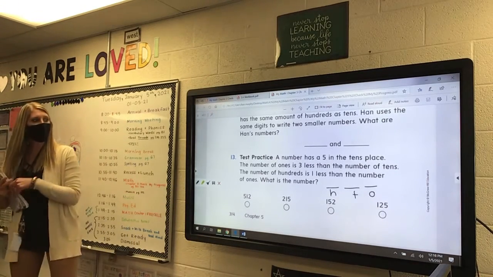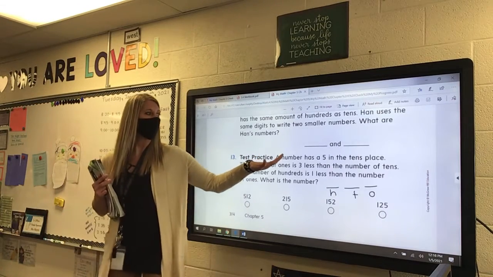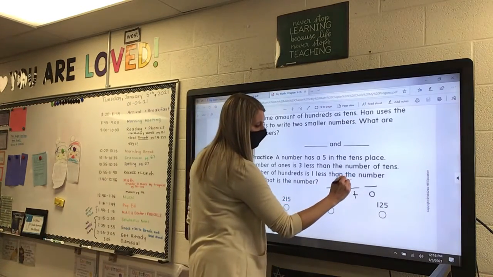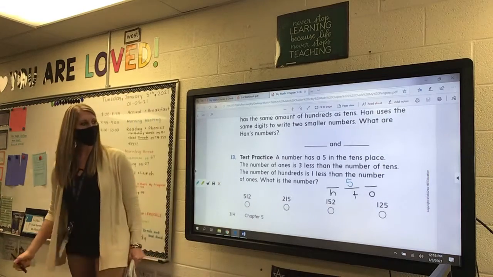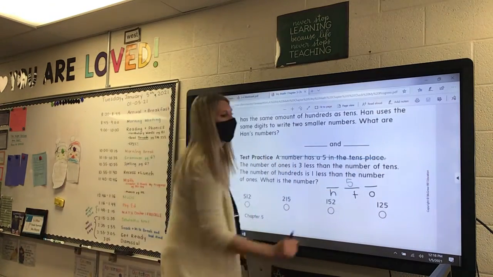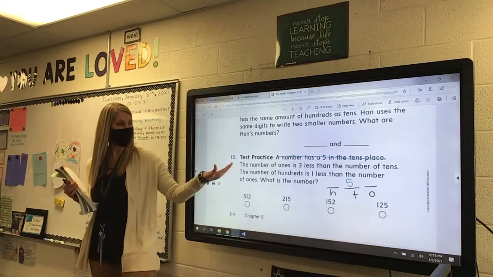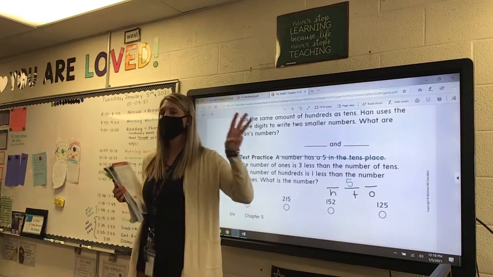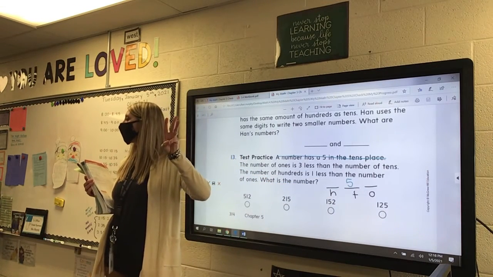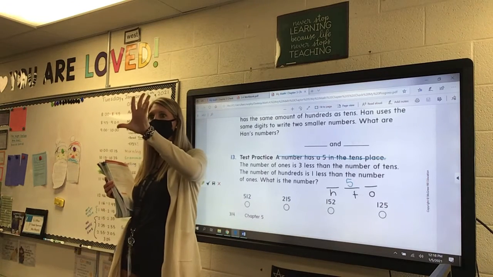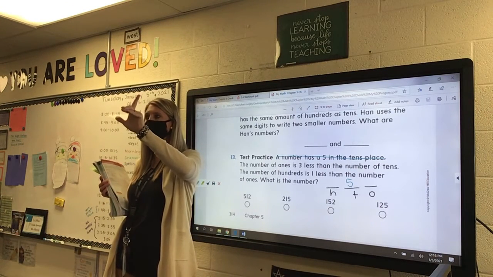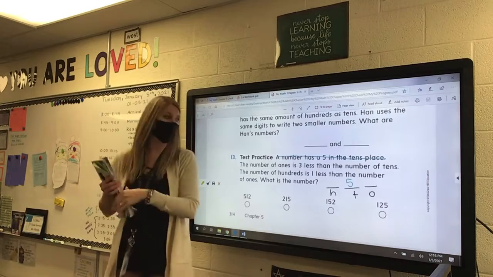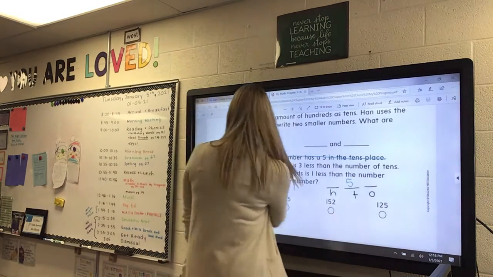Now, the first thing said, a number has a 5 in the tens place. So right now, Mrs. Murphy's going to find the tens. Ones, tens. The 5 goes there. And then I'm done with the first step. The second step says the number of ones is 3 less than the number of tens. Well, my tens is 5, but if I go back 3, 5 minus 3, 5, take 3 away, 2. So my ones has to be 2.